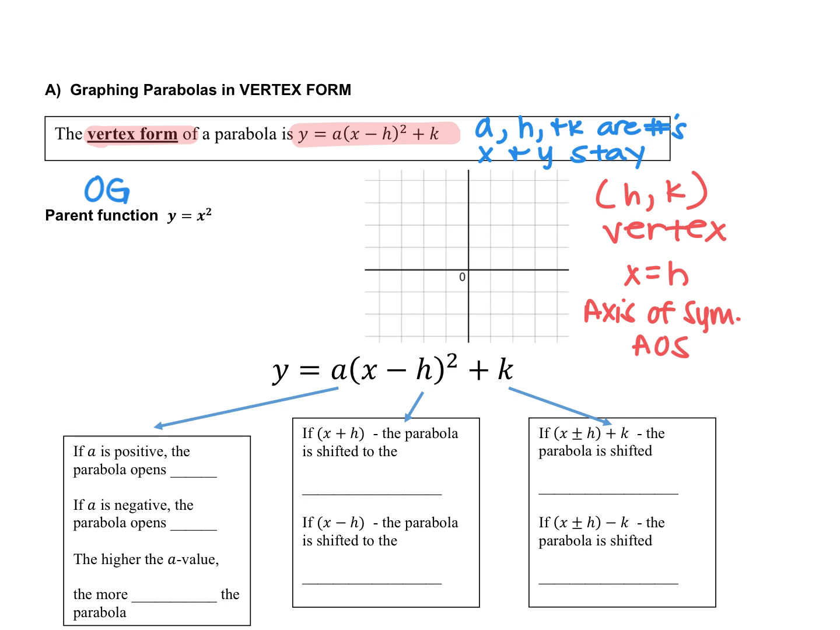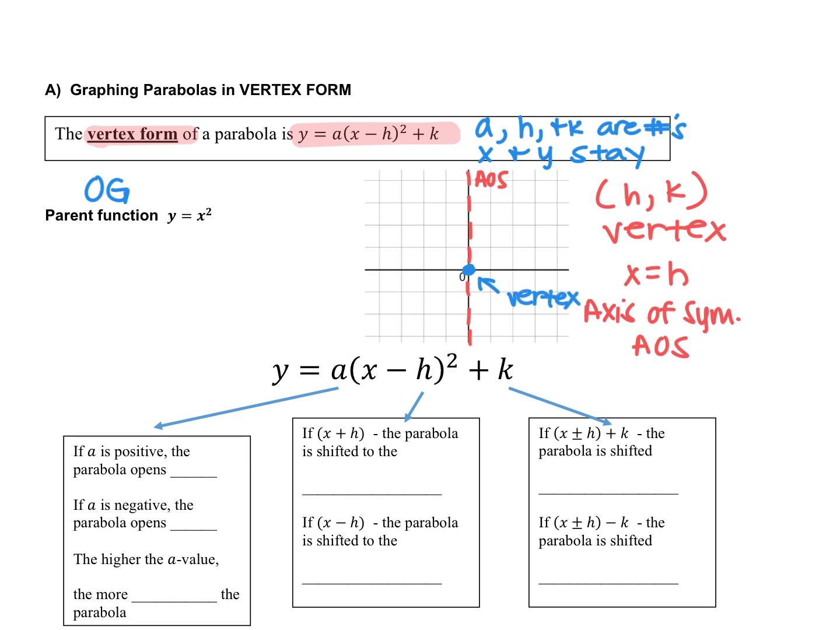So the parent function is y equals x squared. The vertex is going to be at (0, 0). So that's my first point. My axis of symmetry is always going to go through my vertex. I usually use a highlighter or a different color to show the axis of symmetry. You don't have to. You can just do a dashed line or something like that. But this is my axis of symmetry, and this is my vertex.